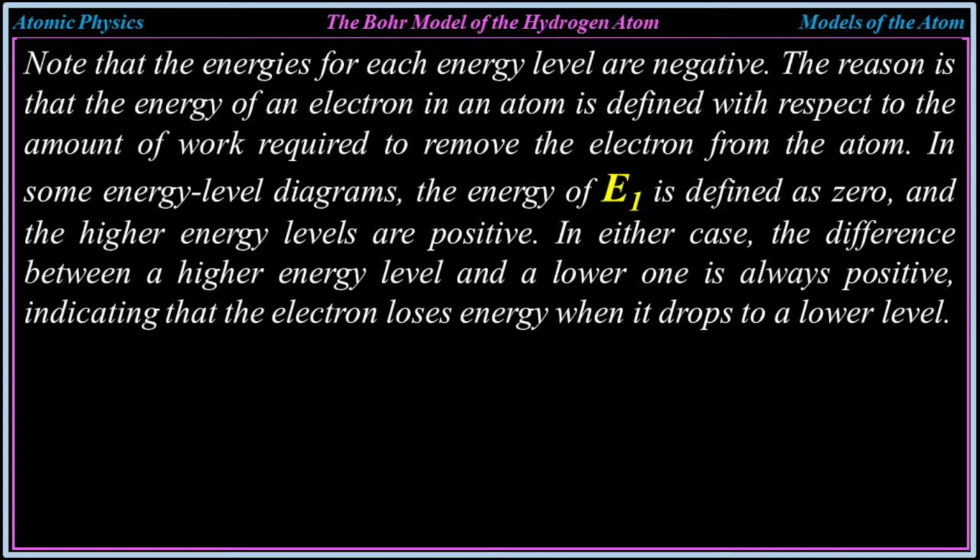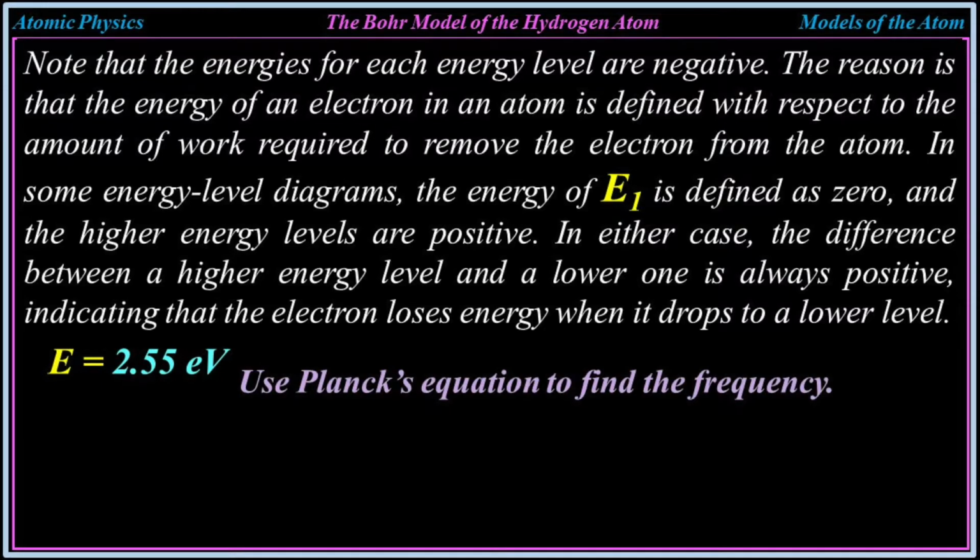Note that the energies for each energy level are negative. The reason is that the energy of an electron in an atom is defined with respect to the amount of work required to remove the electron from the atom. In some energy level diagrams, the energy of E1 is defined as 0, and the higher energy levels are positive. In either case, the difference between the higher energy level and the lower one is always positive, indicating that the electron loses energy when it drops to a lower level.